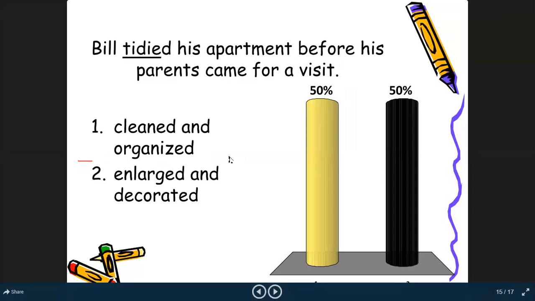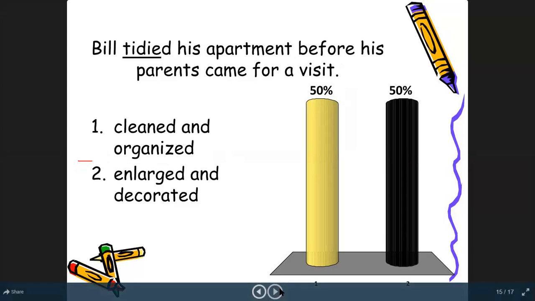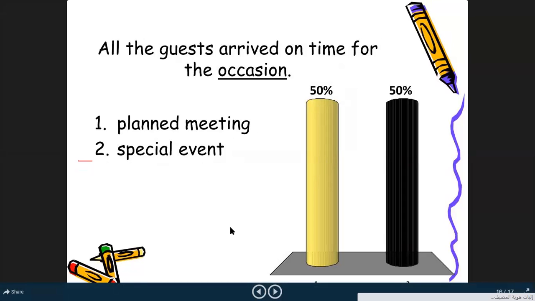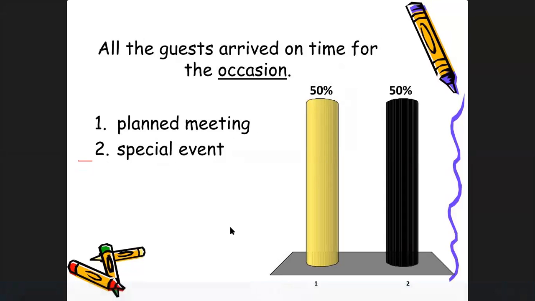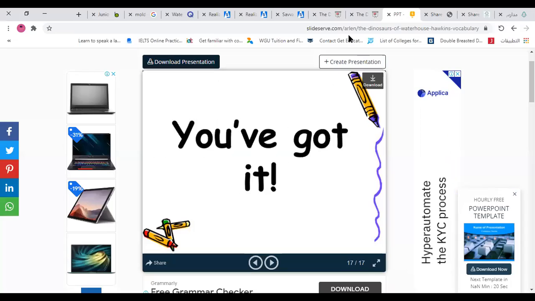Bill tidied his apartment before his parents came for a visit. What does it mean, tidied? Clean and organized. Very good, cleaned and organized. And then all the guests arrived on time for the occasion. What does it mean, special occasion? Special event. Very good, my girls. You have got it, and let's go right now to your notebooks.